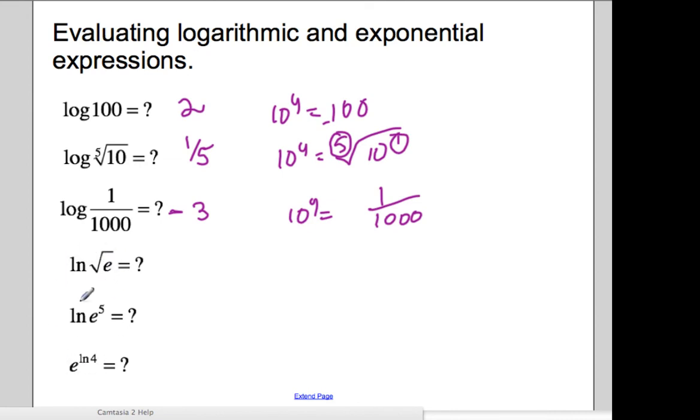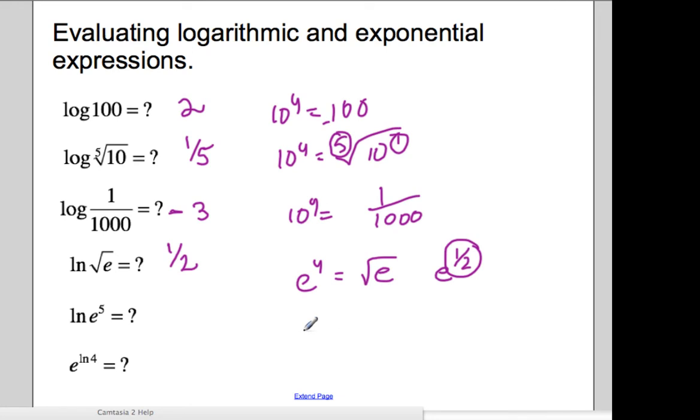Now I threw in a few natural logs. Answers are going to be very similar. It's going to be e to what power equals the square root of e. The square root of e is the same thing as raising it to the 1/2 power. So my answer would be 1/2.